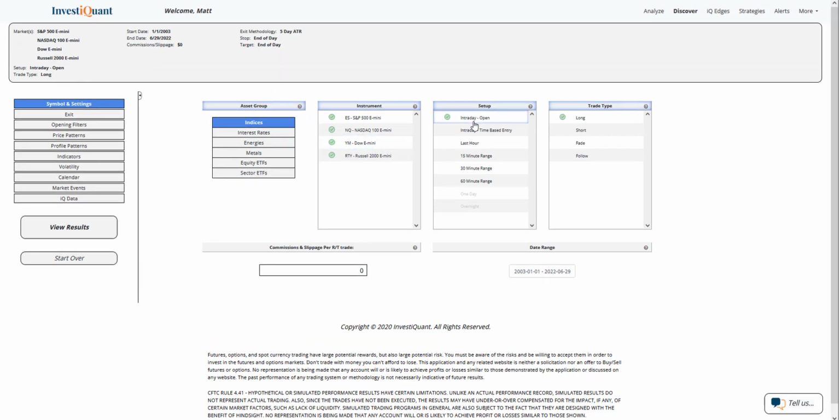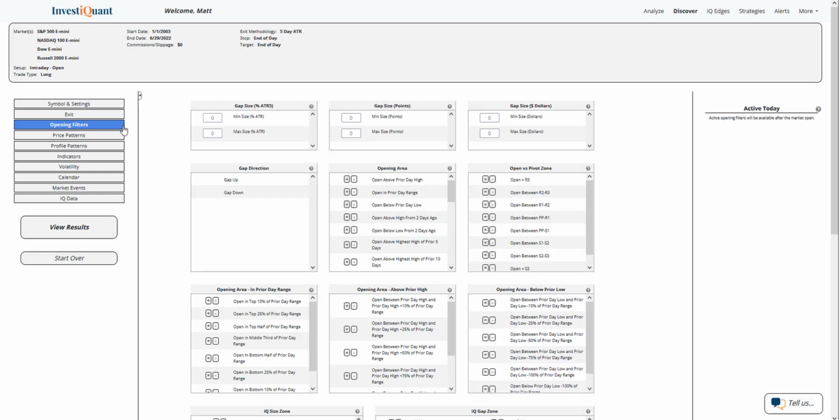We'll be looking at a setup that enters long at 9:30 a.m. Eastern Time and exits at 4:15 p.m. Eastern Time. Now for this study, we're going to be using a gap direction, and currently we're trading lower, so that's what we're going to go with. We're going to go to the opening filter gap down.